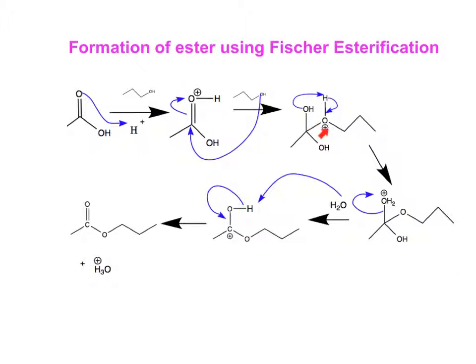There's still going to be a positive charge right here, however, so we're going to do a proton transfer, and that's going to leave us with water, which is a great leaving group. When it leaves, it'll then be used to deprotonate this oxygen, and that will send these electrons to form a double bond with the carbon, leaving us with our ester.